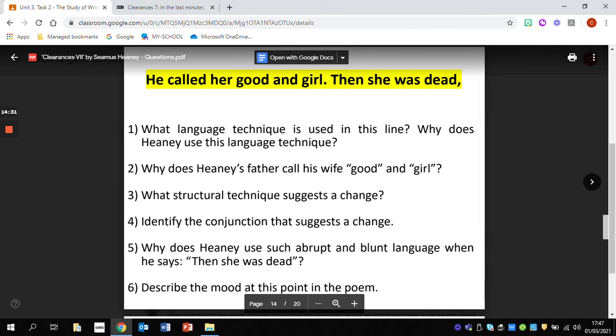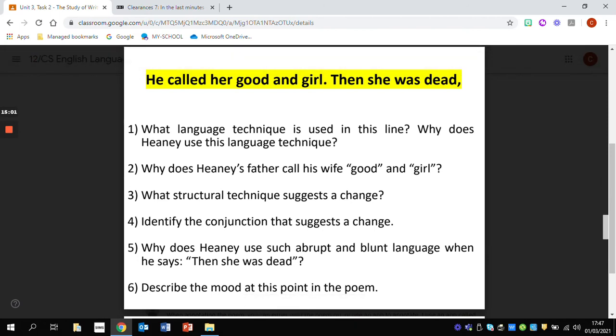Why does Heaney use such abrupt and blunt language when he says then she was dead? Okay, I'm going to leave that one kind of open to interpretation, open to you. Death is very final, as we know, and Heaney knows this himself. So maybe that's why it's quite abrupt and blunt, because it is the end and it's very final in this. And you know, it's the ultimate end to anything. It's the ultimate end to a relationship. So maybe that's why, but I'm going to leave that open for your interpretation.